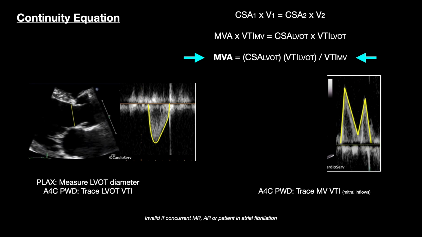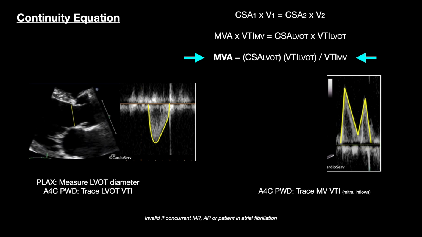All right, we can also use the continuity equation to estimate mitral valve area, and this method is based on conservation of mass, that the volumetric flows through the mitral and aortic orifices are equal. So simply the cross-sectional area times V1 equals the cross-sectional area times V2.